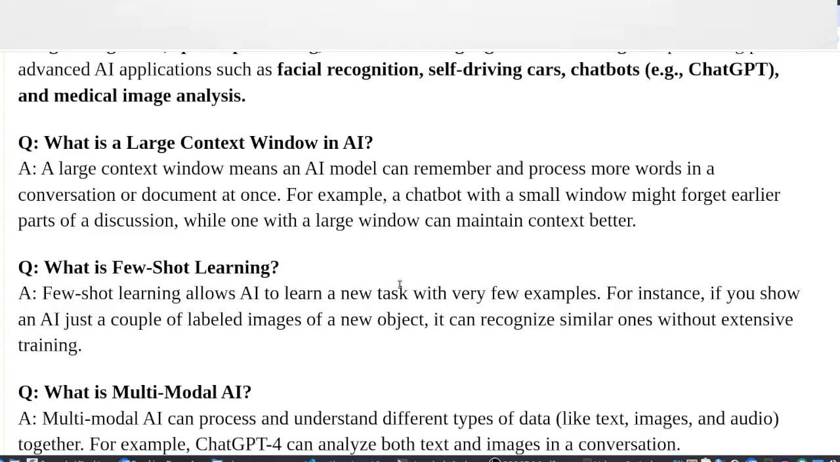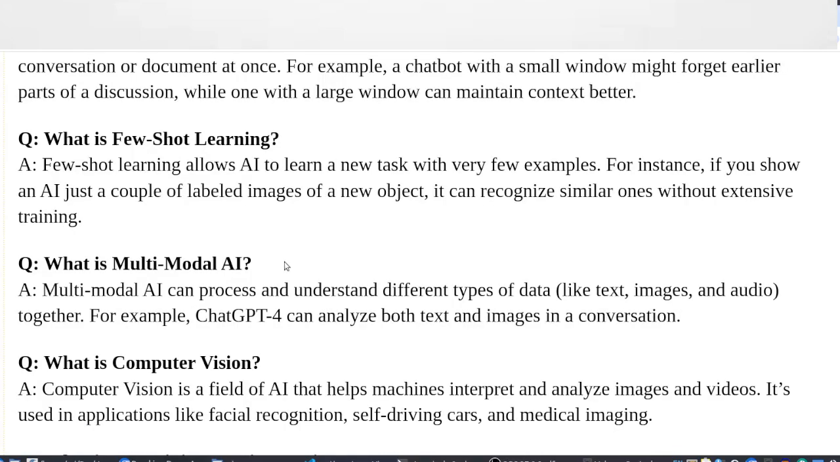What is few shot learning? Few shot learning allows AI to learn a new task with very few examples. For instance, if you show an AI just a couple of labeled images of a new object, it can recognize similar ones without extensive training. So in case of few shot learning, we need not do a lot of training. Just showing a few examples will help. Even in prompt engineering, like when using ChatGPT, in the prompt itself we can give some examples and then we can ask questions. Mostly ChatGPT will be able to answer our questions.